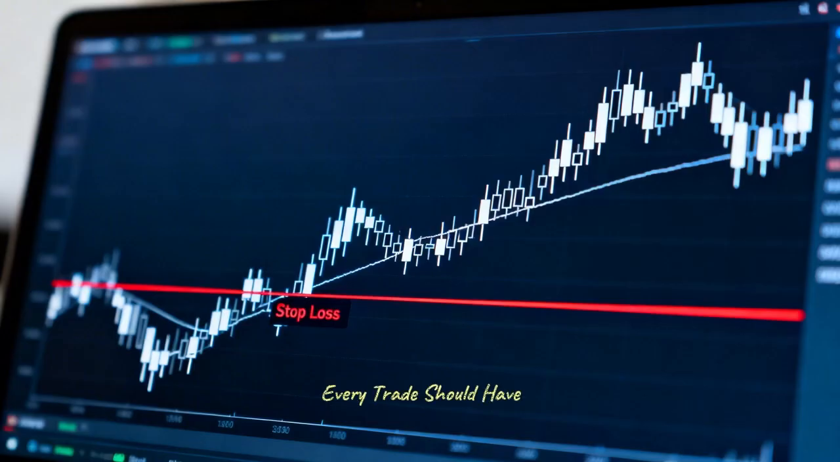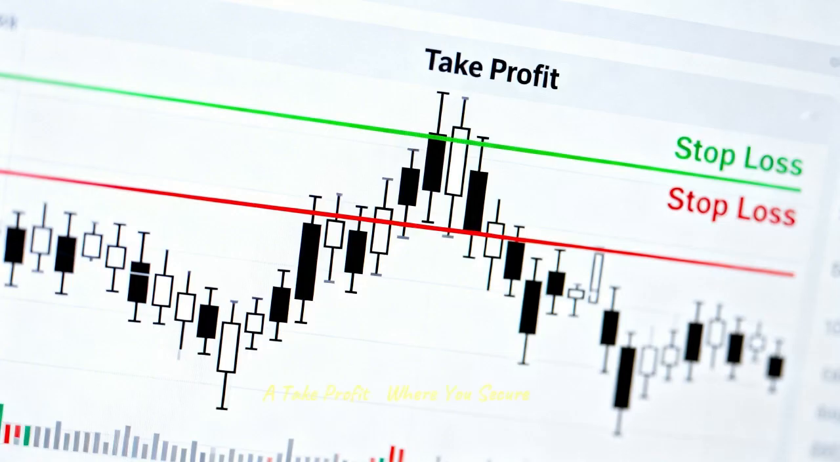Stop loss and take profit. Every trade should have a stop loss, where you exit if the trade is wrong. A take profit, where you secure gains. Never enter a trade without a stop loss.